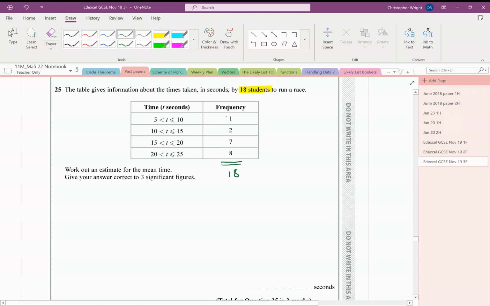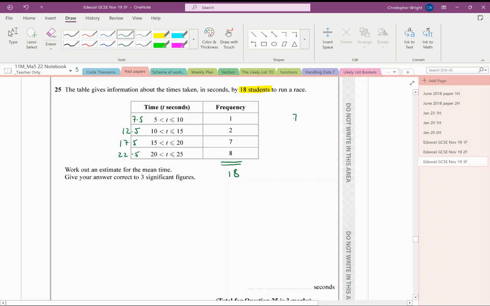Well, this one person, we're going to assume that he took the midpoint, aren't we? So we're going to assume he did 7.5. These 2 people, we're going to assume that they both took 12.5. These 7 people, we're going to assume that they took 17.5. And these 8 people, we're going to assume that they took 22.5 seconds each. So let's add up the total times.